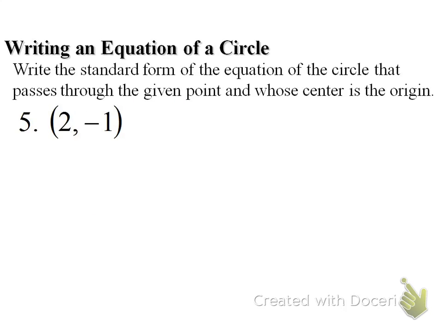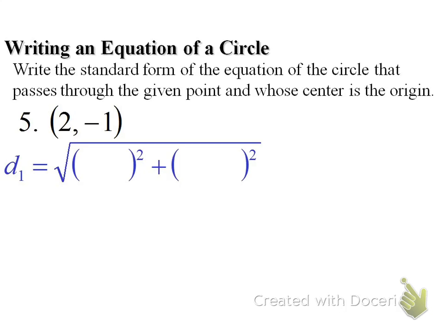All right, here's where it gets a little trickier. This says, write the standard form of the equation of the circle that passes through the given point and whose center is the origin. So I basically need to find the radius. The radius is the distance from any point on the circle to the center. Where's our center? 0, 0. So I need to use the distance formula to find the distance between the point 2, negative 1 and the point 0, 0.